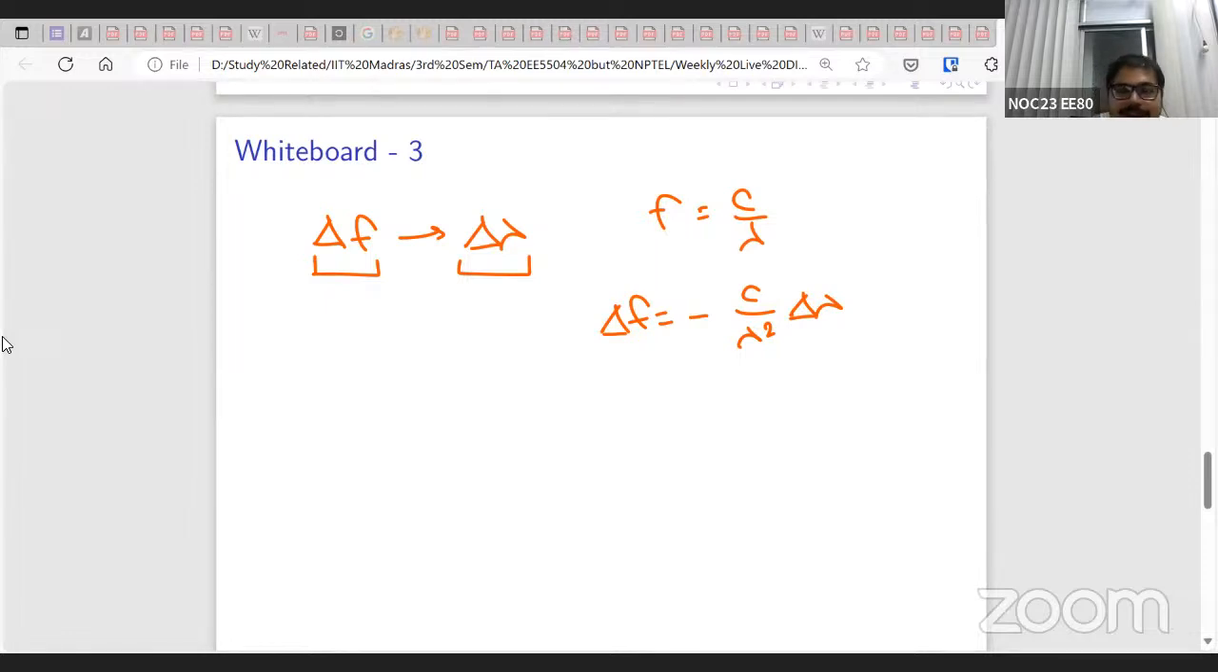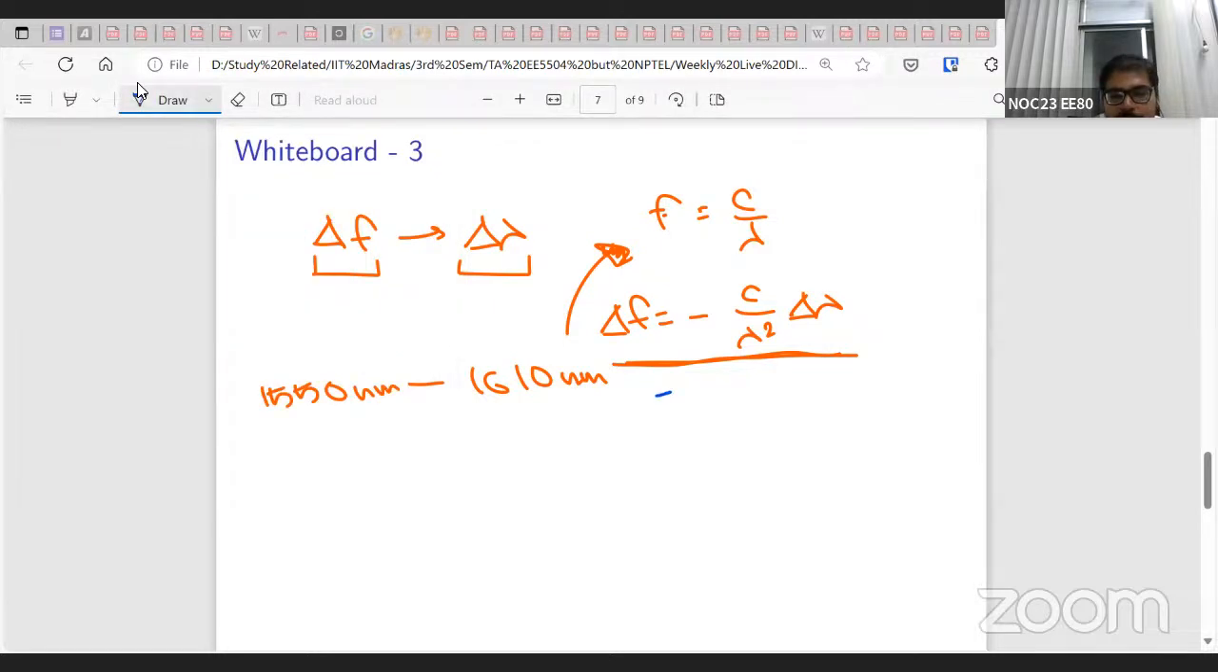You can use it for one channel and all, but when they ask, say, how much frequency band you have between 1550 nanometer and say 1610 nanometer, there you can use this. This expression will always be more accurate, but the other is acceptable enough. This you can also write in terms of lambda, which is the known and most commonly cited number. We rarely cite in terms of terahertz values.